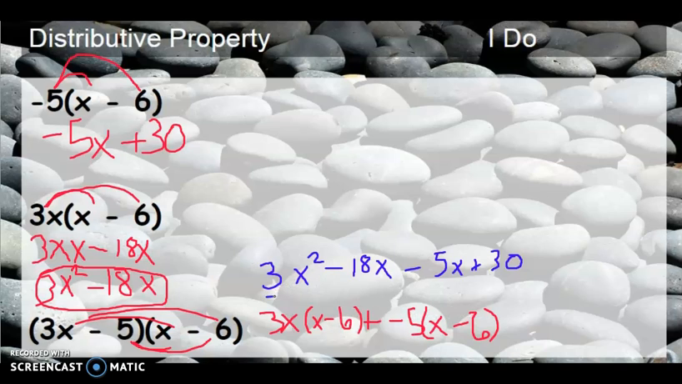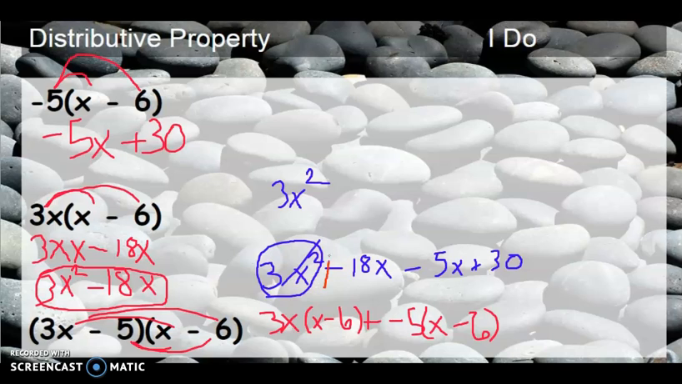So let's look at our x squareds. This has an x squared. This term does not have an x squared. This term does not have an x squared. And the last term doesn't have x squared. So we're just going to write 3x squared as our first term. We're done with that one.